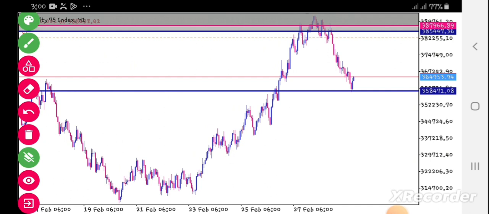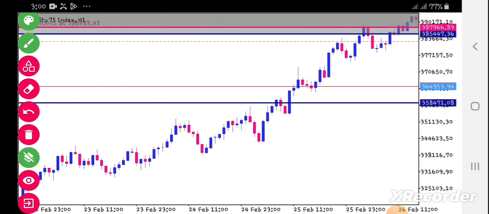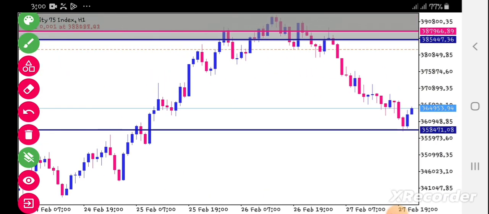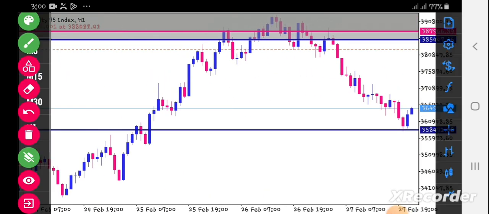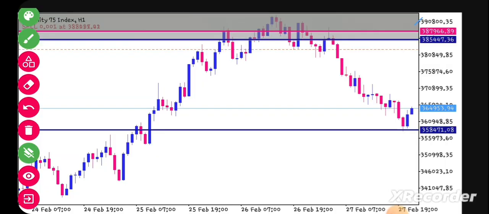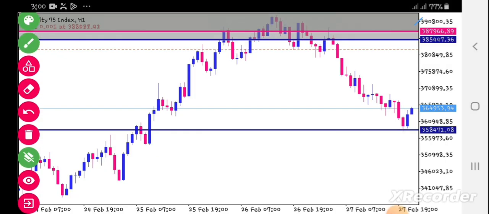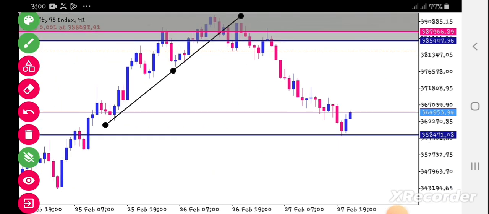So as well, the market did well, started coming up and tapped into my zone. What I had to do was draw my counter trend in H1, guys. That is how I did it, and I drew my counter trend like this. So I waited for the market to come and react on it, guys.